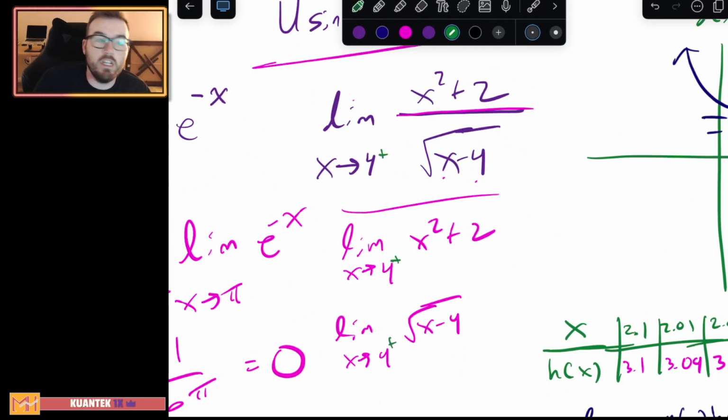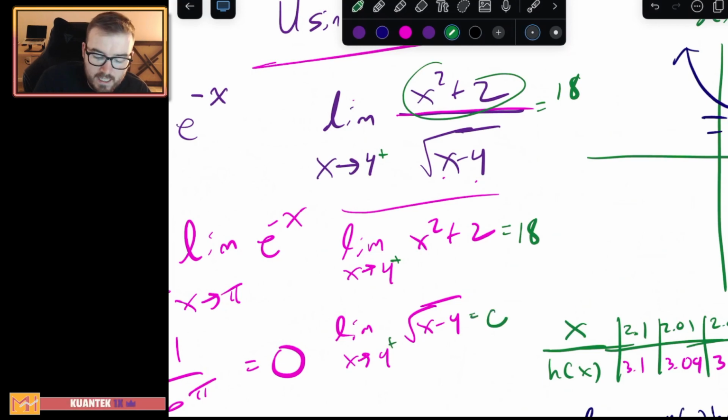Anyway, as you're approaching 4 from the right, what happens? Well, with x squared plus 2, just plug it in, right? 4 squared is 16 plus 2 is 18. So we know that this is headed towards 18. And we know that this is headed towards 0. But what I really want you to think is, okay, yes, it's headed towards 0, but how is it getting there, right? Is it coming from the bottom? Like, is it negative numbers that are approaching 0, or is it positive numbers that are approaching 0? And the answer is it's positive numbers.